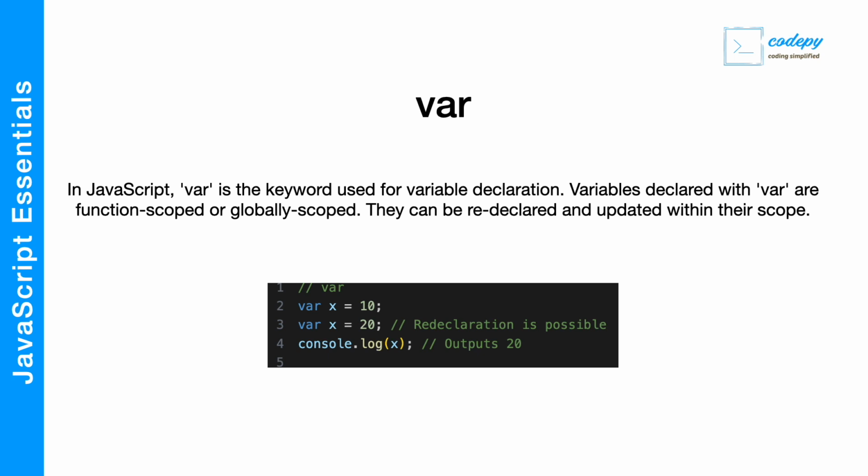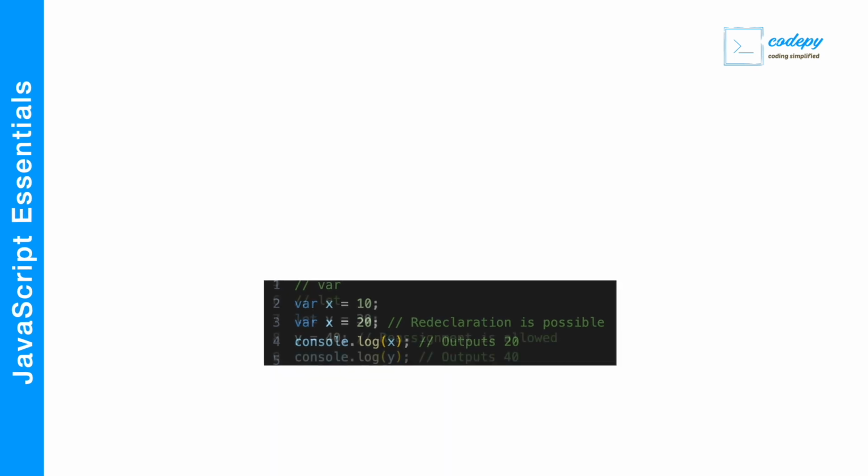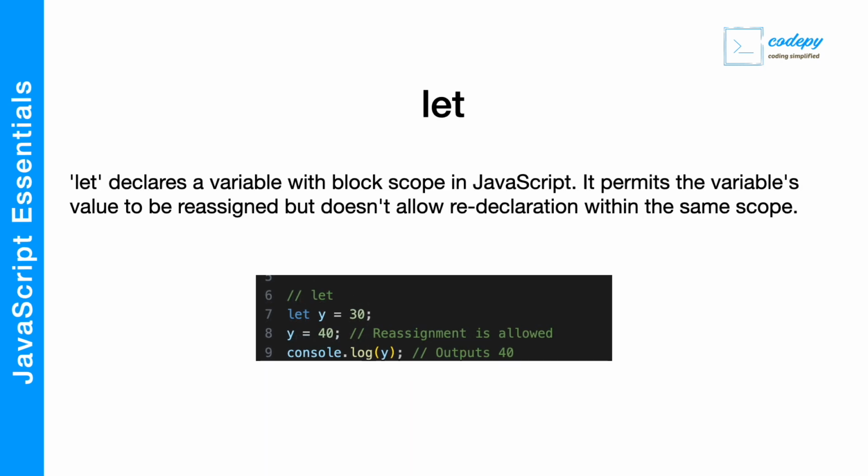And so why do we use var? In JavaScript, var is the keyword used for variable declaration. Variables declared with var are function scoped or globally scoped. They can be redeclared. That's the point here. Let is a keyword: let y equals 30, y equals 40. We can reassign the value, not redeclare.